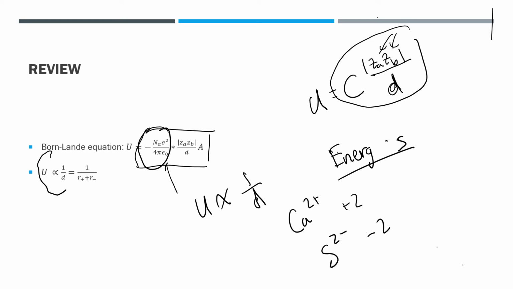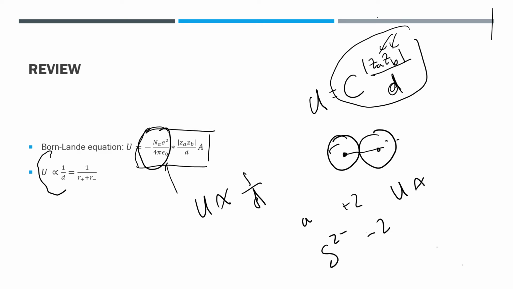And if I draw sodium chloride, we have sodium here and chloride here. The distance between these ions is the distance between the centers, which is equal to the sum of the radii of each atom, right? So U is proportional to 1 over the distance, which is 1 over the radius of the cation plus the radius of the anion. And that's my notation here. I've written R plus and R minus. That's the radius of the cation and the radius of the anion.